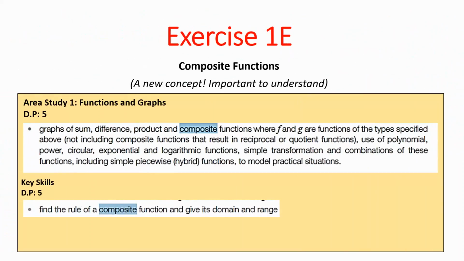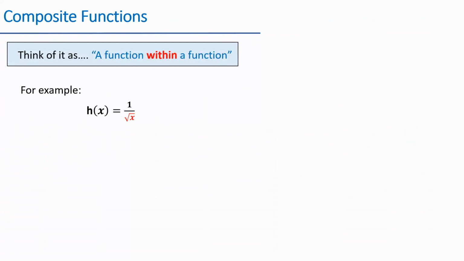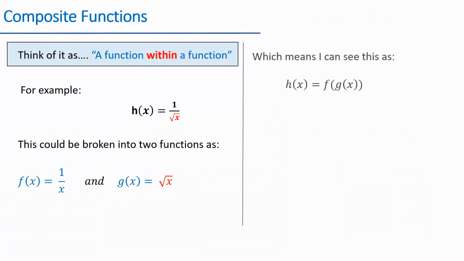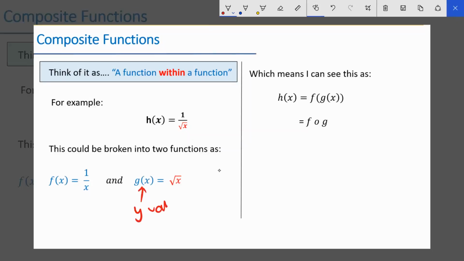Today's exercise, still again, 1E on composite functions. Those are the points I've talked about. Now let's go back to what I was trying to describe. I said it was a function within a function. I gave you these two functions here, and I said this is called f of g. You have two functions. What you're really doing is you're putting g of x, which I want you to remember is your y value, and this is your x value. What you're doing here is you're substituting a y value into the machine for f of x.